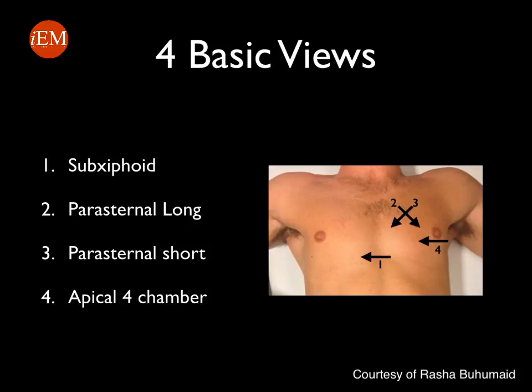There are four basic echocardiography views that we will review: the subxiphoid view, the parasternal long view, the parasternal short view, and the apical four-chamber view, which are summarized in the image on the right. We're going to talk about each of these views in detail in the next few slides.